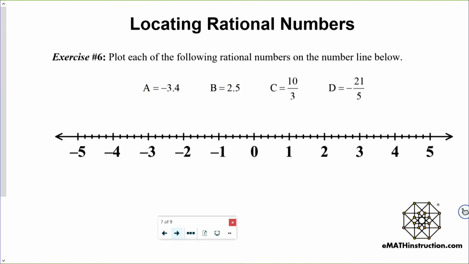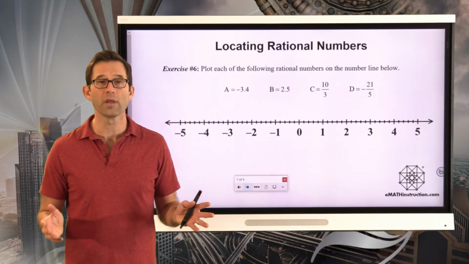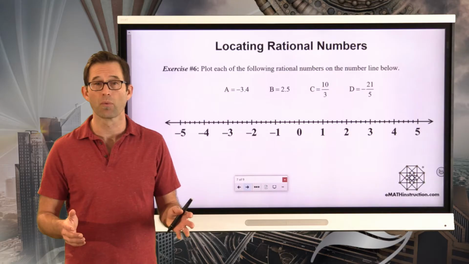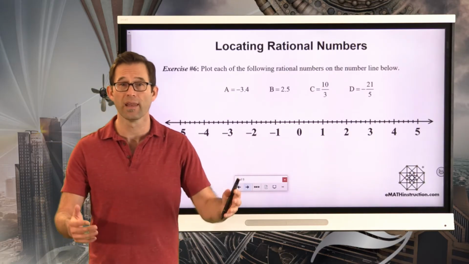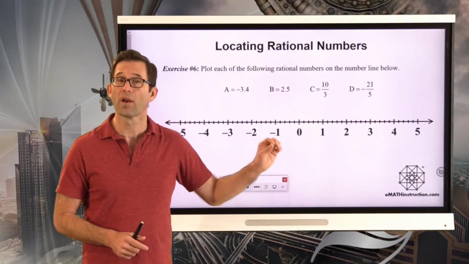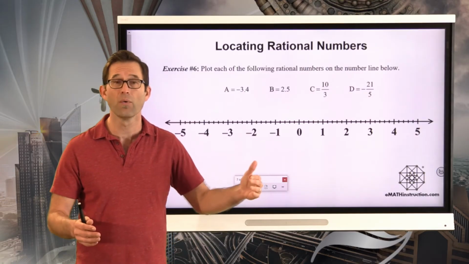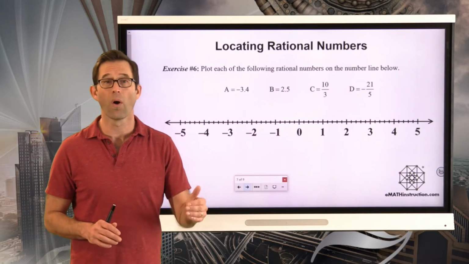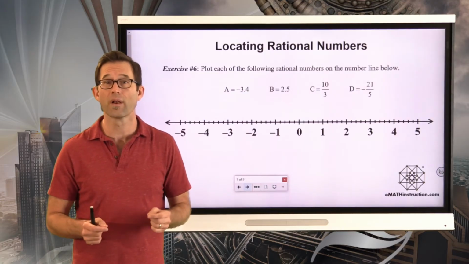Exercise number 6. Plot each of the following rational numbers on the number line below. So, it is very, very easy to plot integers on number lines because the integers are just sort of laid out there. But clearly, there are lots of numbers on the number line that aren't integers, right? That have fractional components to them. Locating them can be harder depending on the scale of the number line.